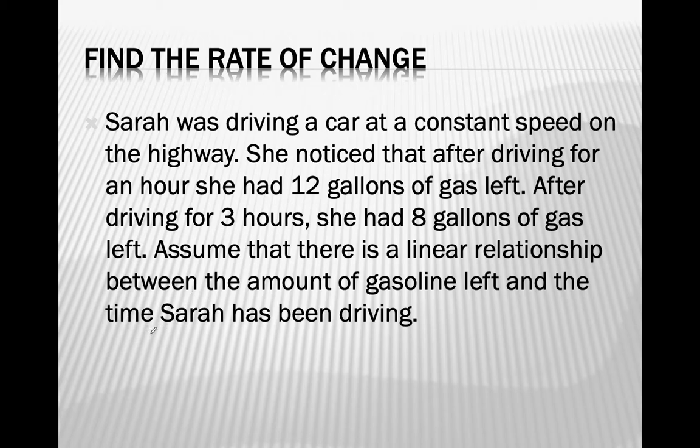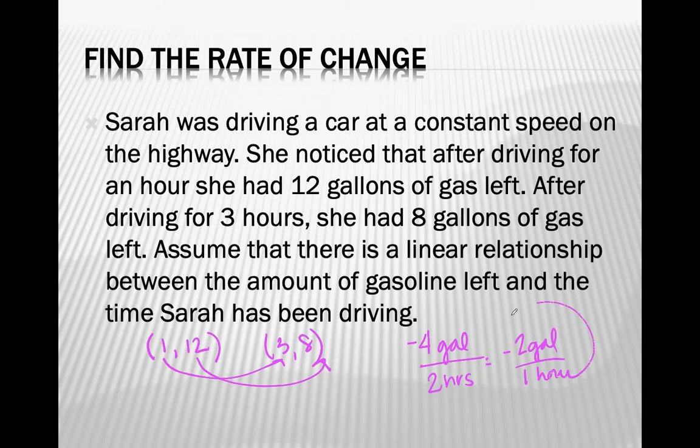So we can turn this into some ordered pairs. We have 1 hour is 12 gallons remaining and 3 hours is 8 gallons remaining. Usually time is the x value, which we talked about before. So what's happening is our y value is dropping 4 gallons as our x value, the time, is increasing by 2 hours. So you're losing 4 gallons every 2 hours, or you're losing 2 gallons per hour.